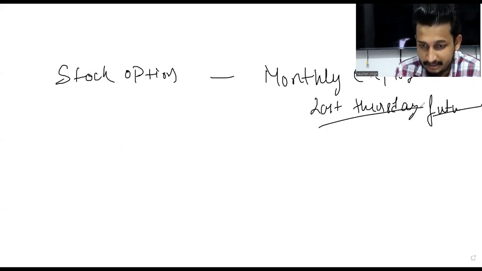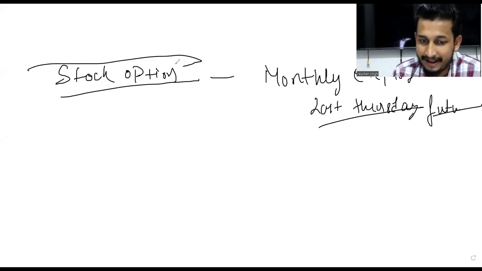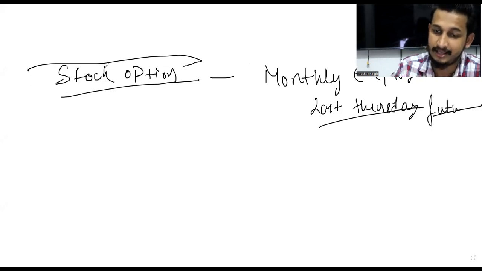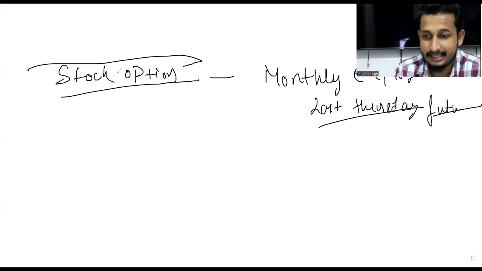ठीक है, हमारे month का जो भी last Thursday होगा, उस दिन ये stock options भी expire होंगे, जिस दिन इस particular contract के futures expire होते हैं. रिलायंस का futures है तो रिलायंस के futures के साथ ही रिलायंस का options भी expire होगा. Along with the Reliance futures, if the Reliance futures is expiring on the same day, the Reliance options will also be expiring.